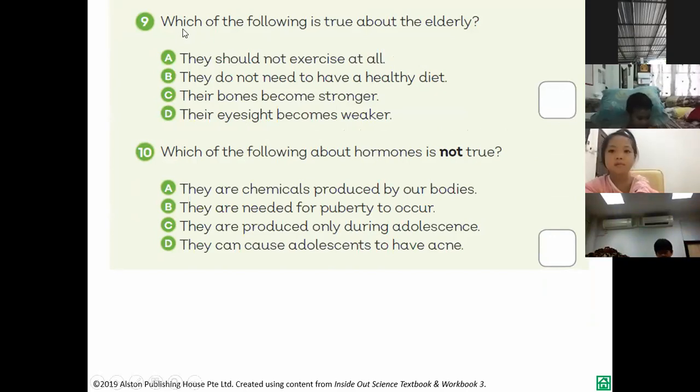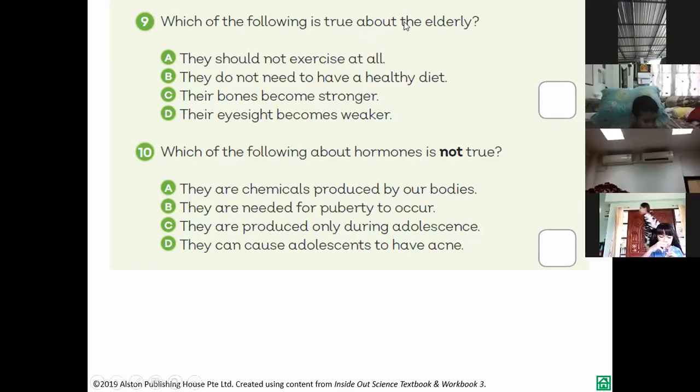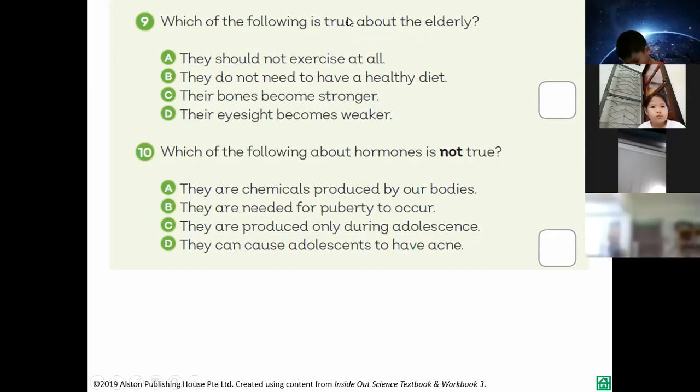Which of the following is true about the elderly? Again, which of the following is true about the elderly? One more time, Pan Pan small. Which of the following is true about the elderly? Okay, it's okay. Okay, I'm gonna read one more time. Which of the following is true about the elderly?